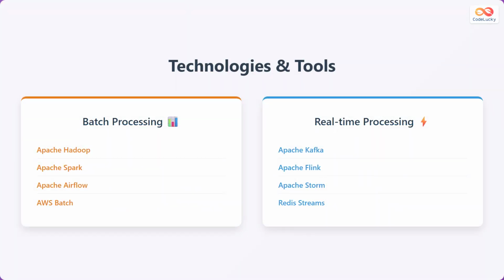Let's explore the technologies and tools used in each approach. For batch processing, popular choices include Apache Hadoop, Apache Spark, Apache Airflow, and AWS Batch. On the other hand, real-time processing often utilizes Apache Kafka, Apache Flink, Apache Storm, and Redis streams. In short, these are some of the tools that help you achieve batch processing and real-time processing.